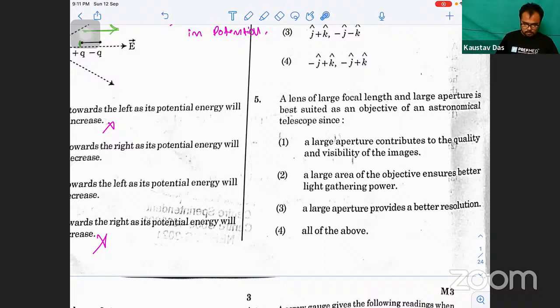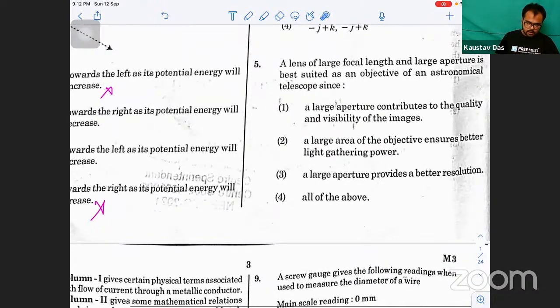So obviously, whenever we have an objective with a large aperture, it allows a large amount of light to come in. Because the light is coming from infinite distance, the brightness, the luminosity of the light, is going to decrease unless you make the aperture pretty high. So in that situation, large aperture contributes to the quality of the visibility of the image.